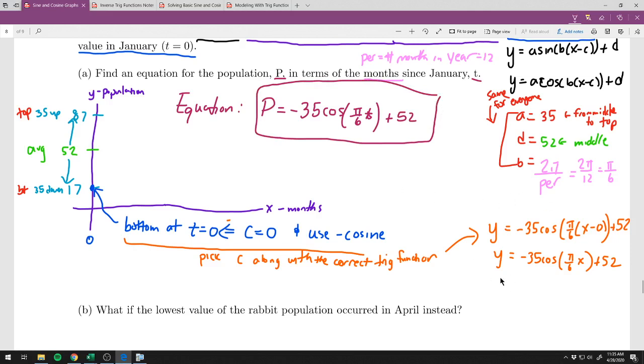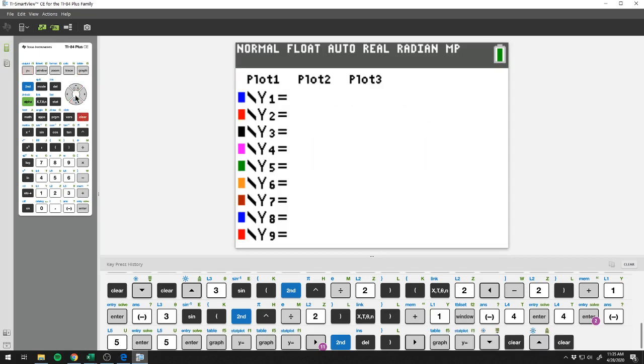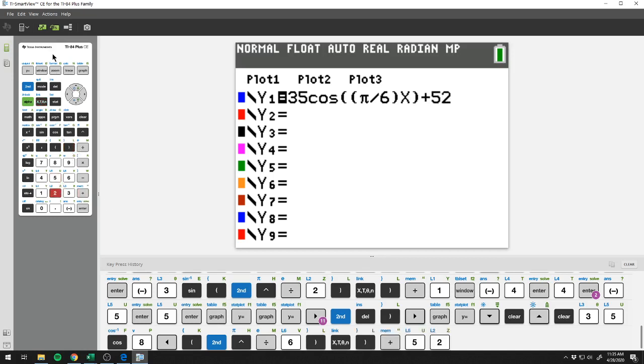Now what you can do is actually graph this and check your answer, because one thing that I think is the easiest fix of all is if you make the wrong C, if you pick the wrong trig function, maybe you should have picked negative sine and you pick negative cosine, but you have the right C value, then you can just check and adjust it. All right, so if we plug in our formula to the calculator to check, we've got negative 35 cosine of pi divided by 6 x, close off our parentheses, plus 52.